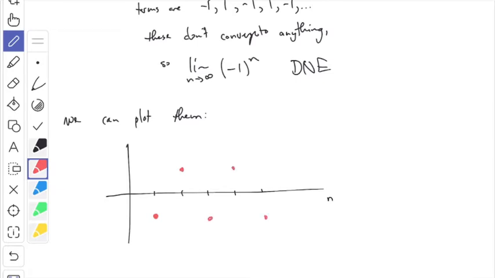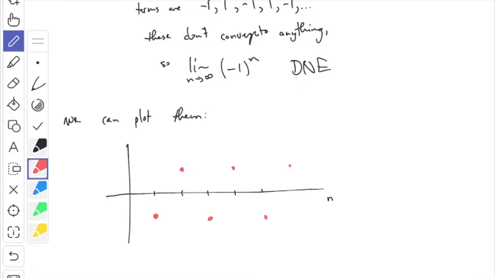And you can see as we go out to the right, those dots do not stabilize on any particular value. They don't approach anything because some of them are 1 and some of them are minus 1. They don't get close to anything else. All right? It is often going to be helpful to try and think about pictures like this, a plot of a sequence.